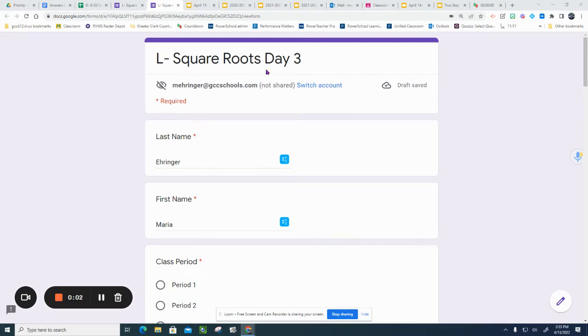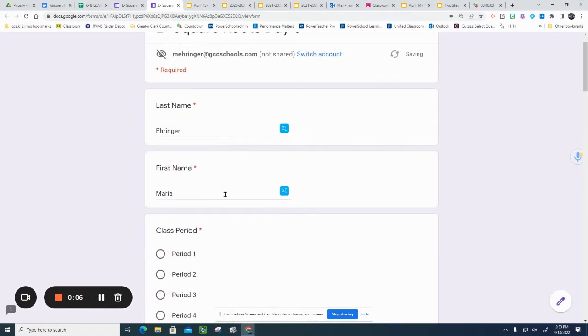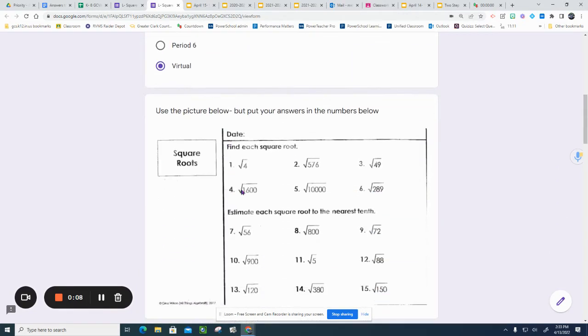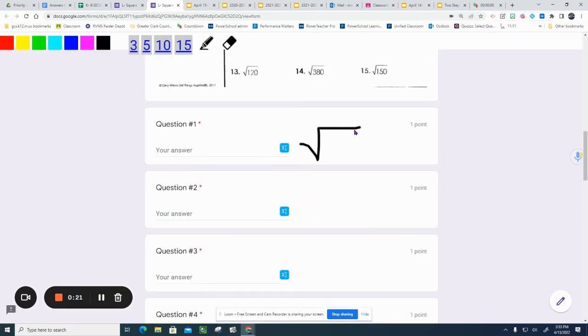We are doing square roots, day 3 review. Make sure that you put your last name and your first name in your class period. These are our problems, so you may have to go back and forth in order to answer these questions, but that is the plan. So number 1 is the square root of 4, so your answer will be 2.